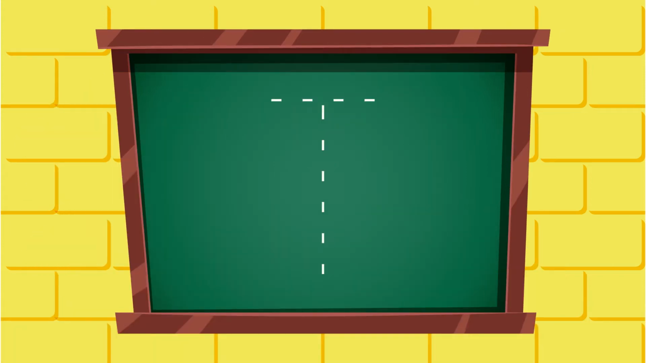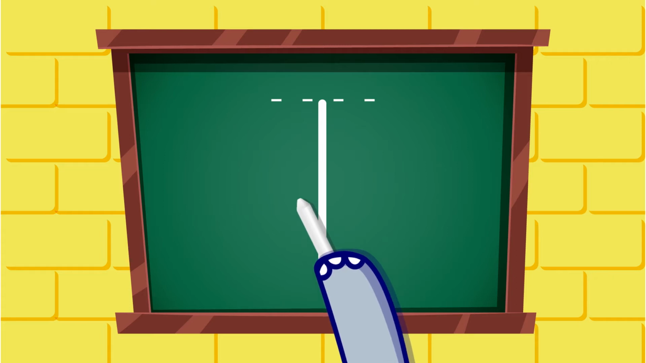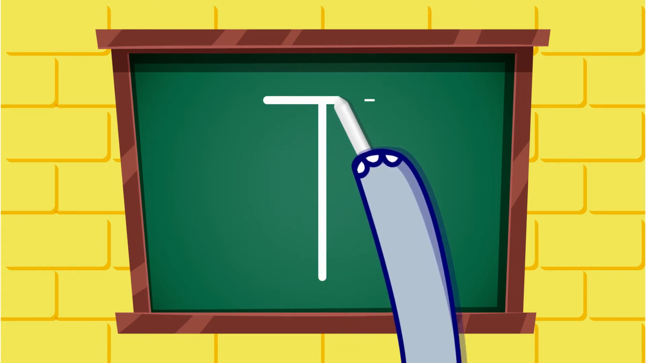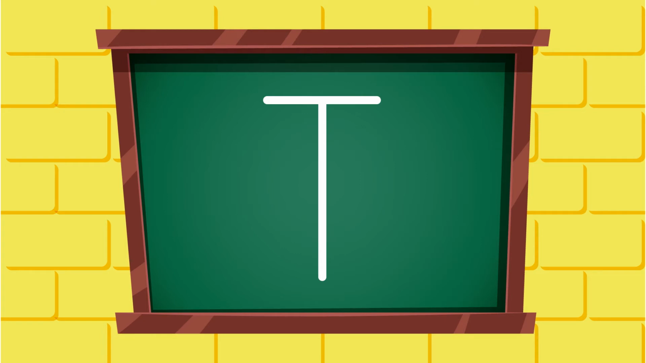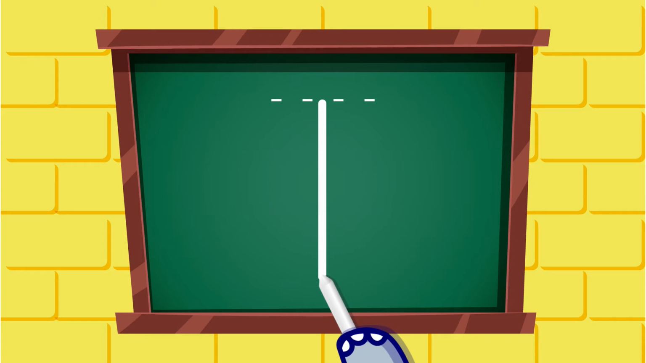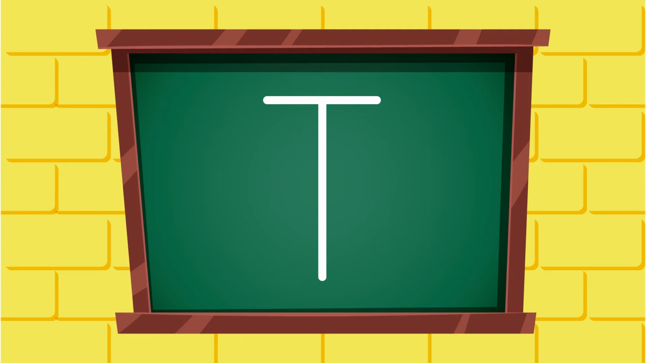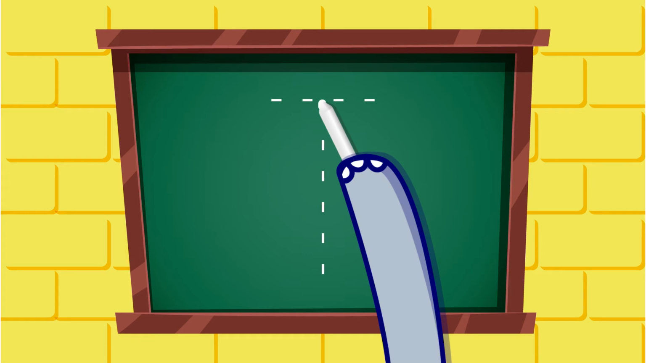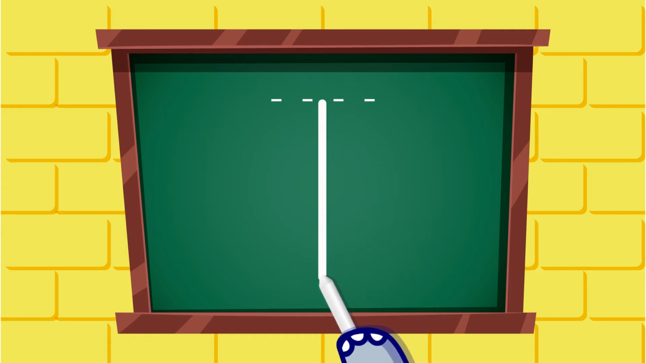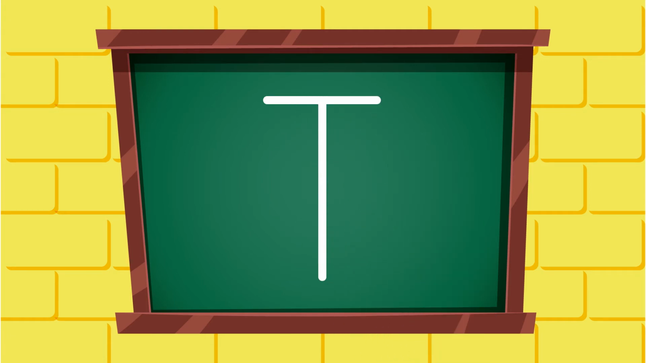To write uppercase T or big T, start at the top and make a line down. Then go back to the top and make a line across. Let's try it again. Down, across. That's the letter T. Now why don't you try? Great job!